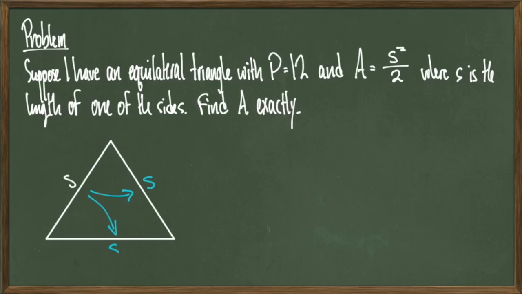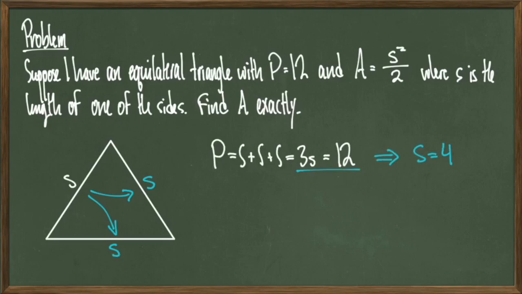Since my perimeter is equal to the sum of the length of the edges of my triangle, I know that p is equal to s plus s plus s, which is 3s, which equals 12 because of the stipulation of the problem. Now I can solve for s with the equation 3s equals 12, and I find that s is equal to 4.